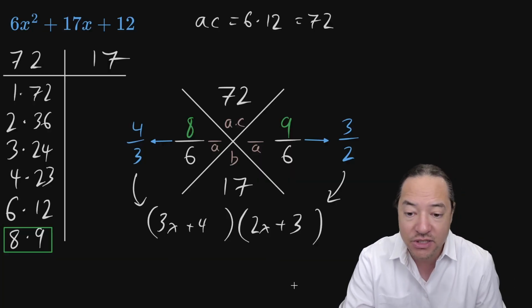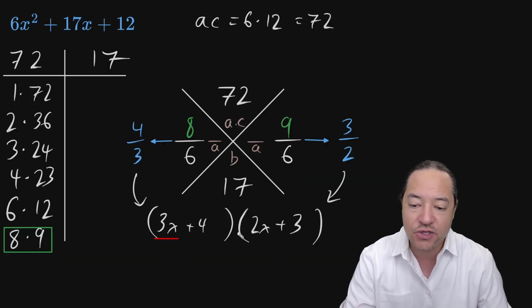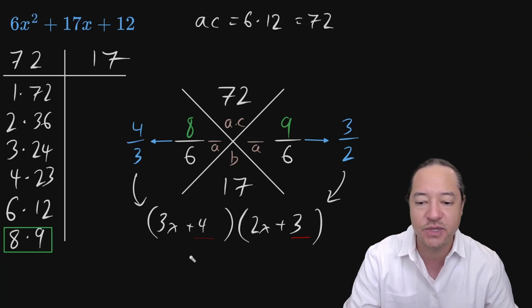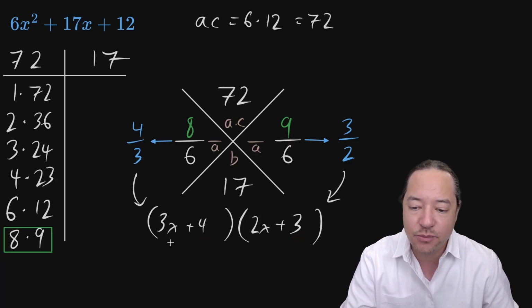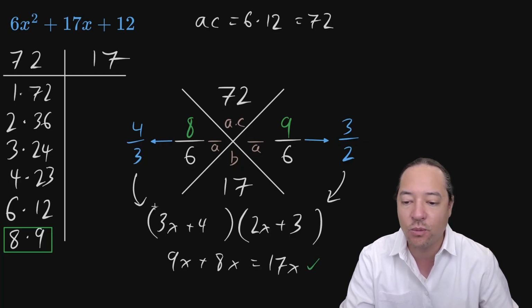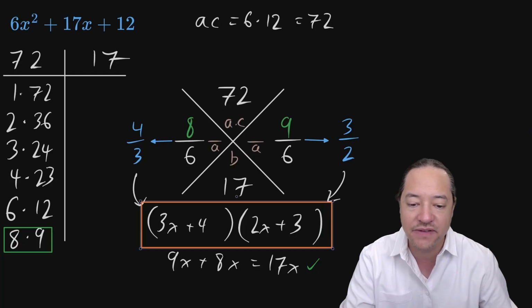Let's FOIL it out just to make sure. First times first, that's going to give us 6x squared. That's good. 4 times 3 is going to give us 12. Okay, so let's focus in on the middle term. That's what we have to be careful about now. Outer times outer is 9x. Inner times inner is an 8x. That gives us a 17x. So yes, that works. This is going to be the factorization.